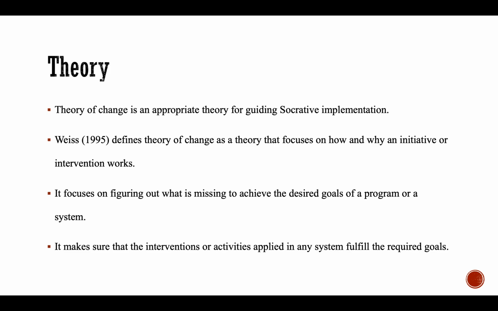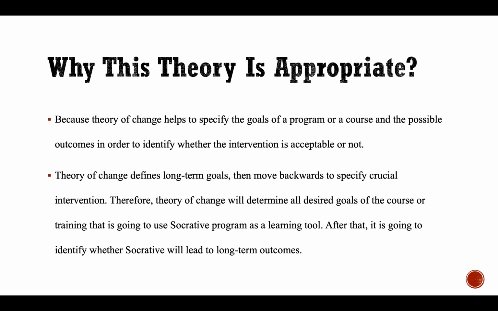Therefore, it identifies the desired goals first, then from these goals it works on identifying all the outcomes that must be attained. Outcomes help in determining what type of activities or interventions lead to those particular outcomes. So why is theory of change appropriate?